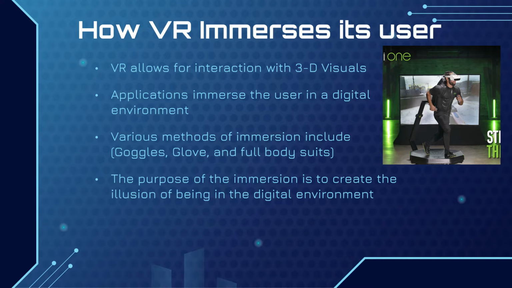Gloves allow for haptic feedback, which allows the user to manipulate digital objects. Full body suits are an extreme version of this, where it can be worn and provide haptic feedback to one's entire body. The purpose of this immersion is to create the illusion that you are in the digital environment. As can be seen on the right, this individual is using an omnidirectional treadmill, which is just one more method of immersion. This treadmill allows one to walk in any direction and have this reflected in the digital environment.